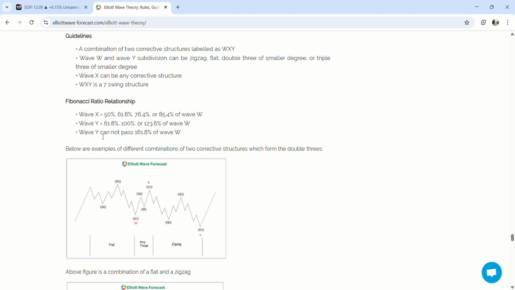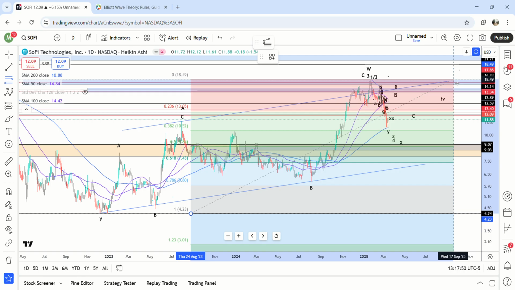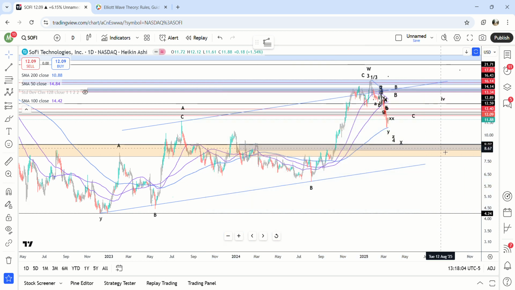An X wave, how far does it retrace? It retraces to the 50% to potentially the 85% of wave W. Here's wave W. Let's see where the 50% retracement is. It's right at around 8.84. That's the minimum retracement if this is an X wave. The max is down here at 5 bucks. We know we're not going to go down that far, so I would be targeting that spot that I talked about in the last video, which is 9 bucks, as a triple 3 X wave.